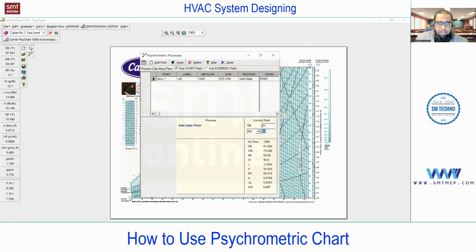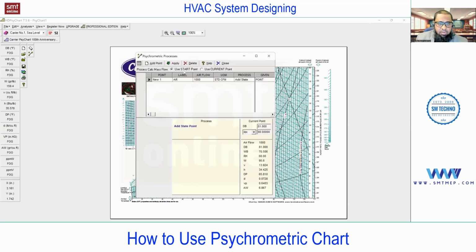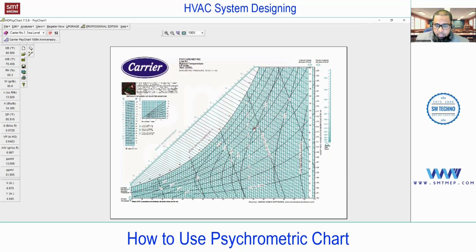When you click apply, close, you can notice the point here. It's a new one; I have not renamed it, that's the reason I got a new one. So you can rename also. I'm going to name this, say, room condition. You'll get the point here, and we'll get all the properties. Very simple. No need to verify from the chart directly. You can click here and you'll get all these parameters.